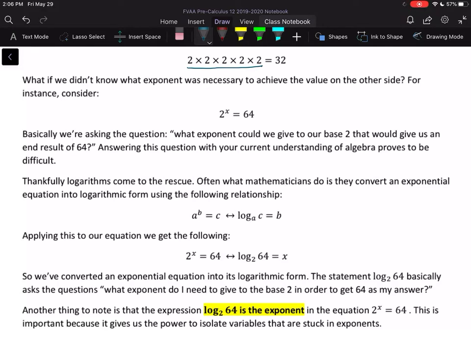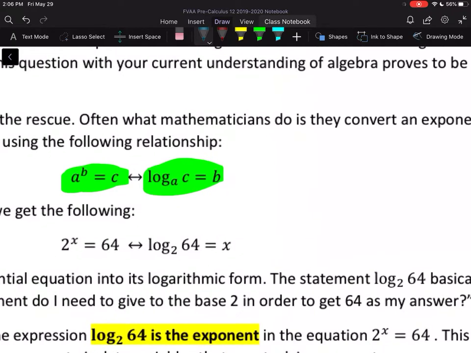What mathematicians do is that they convert an exponential equation into a logarithmic form using the following relationship. So here, from last chapter, we're used to these exponential functions, and we can convert it into a log function with this here.